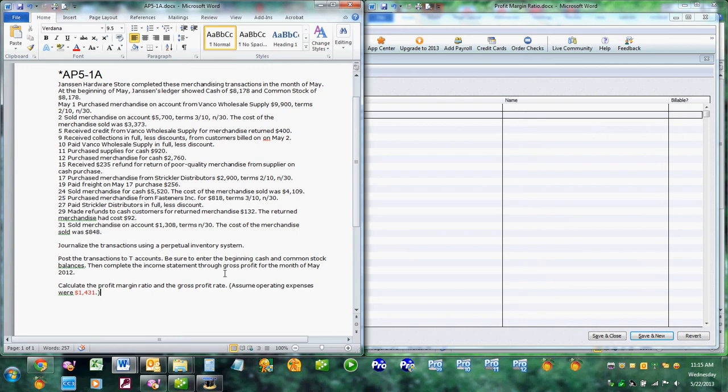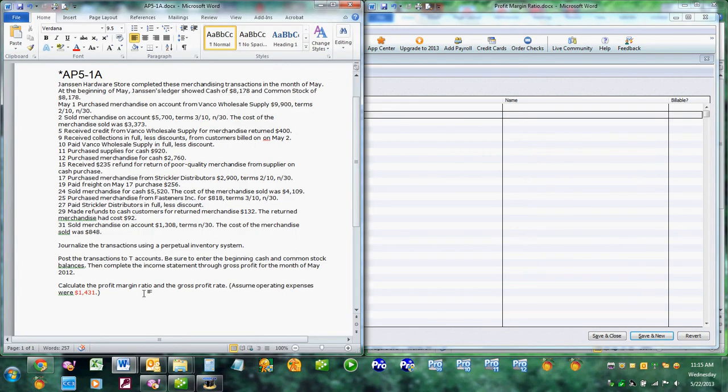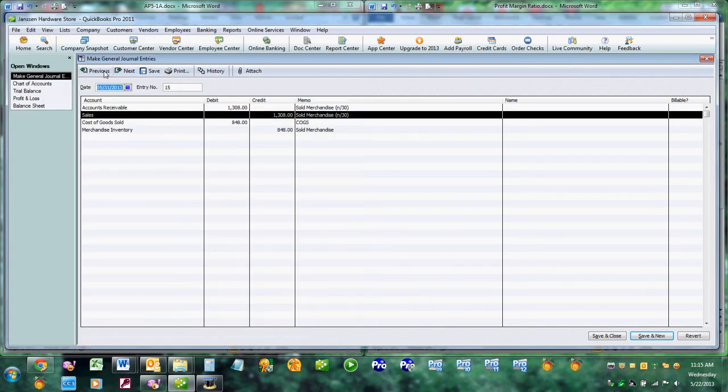Then on the problem it says journalize it. It says post the transactions to your accounts. Be sure to enter the beginning cash and common stock balances, which was done. Then complete the income statement through gross profit for the month of May. So first of all, we had to add in, because of the third part of the problem, operating expenses of $1,431. We had another journal entry, operating expenses, $1,431 debit, a credit to cash, $1,431.